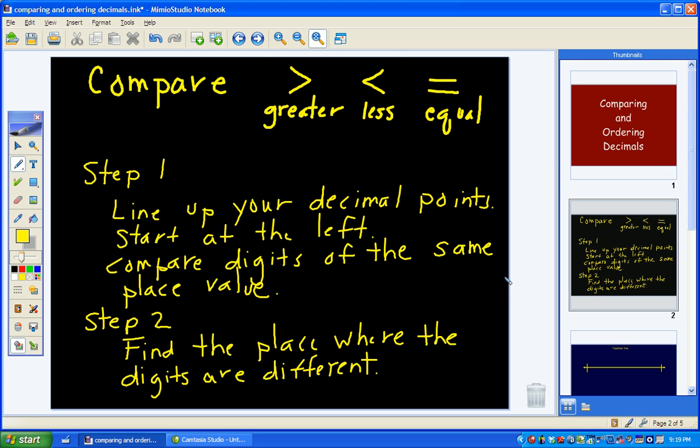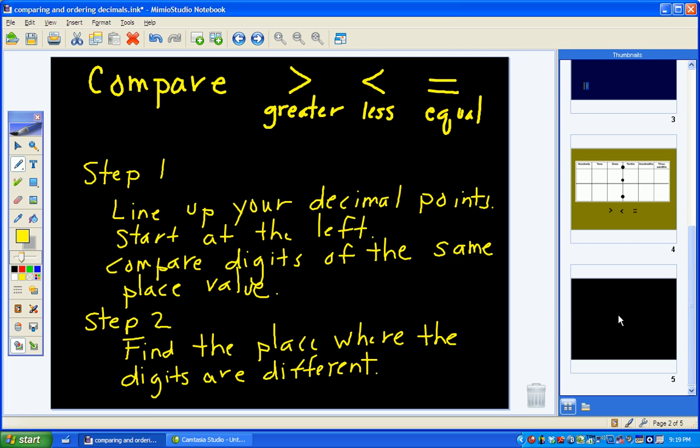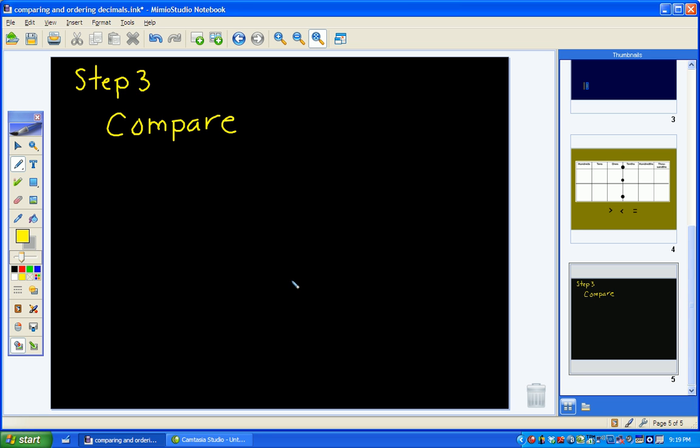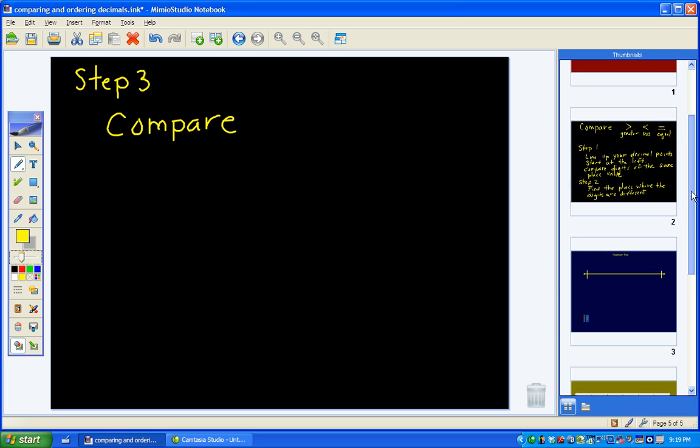I have to go to a new sheet, but you are still on the teacher side, okay? Don't go to a new page. And then step 3 will be to actually do the comparing. Okay? So we're going to take some numbers that have decimals in them and do some comparison based on the steps that we just talked about.